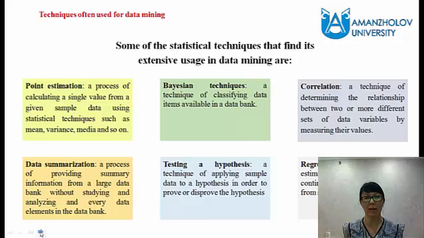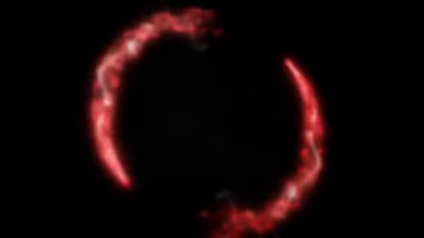Next technique, data summarization, the process of providing summary information from a large data bank without studying and analyzing every data element in the data bank. Next, testing a hypothesis, a technique of applying sample data to a hypothesis in order to prove or disprove the hypothesis. Regression, a technique of estimating the value of a continuous output data variable from some input data variables.